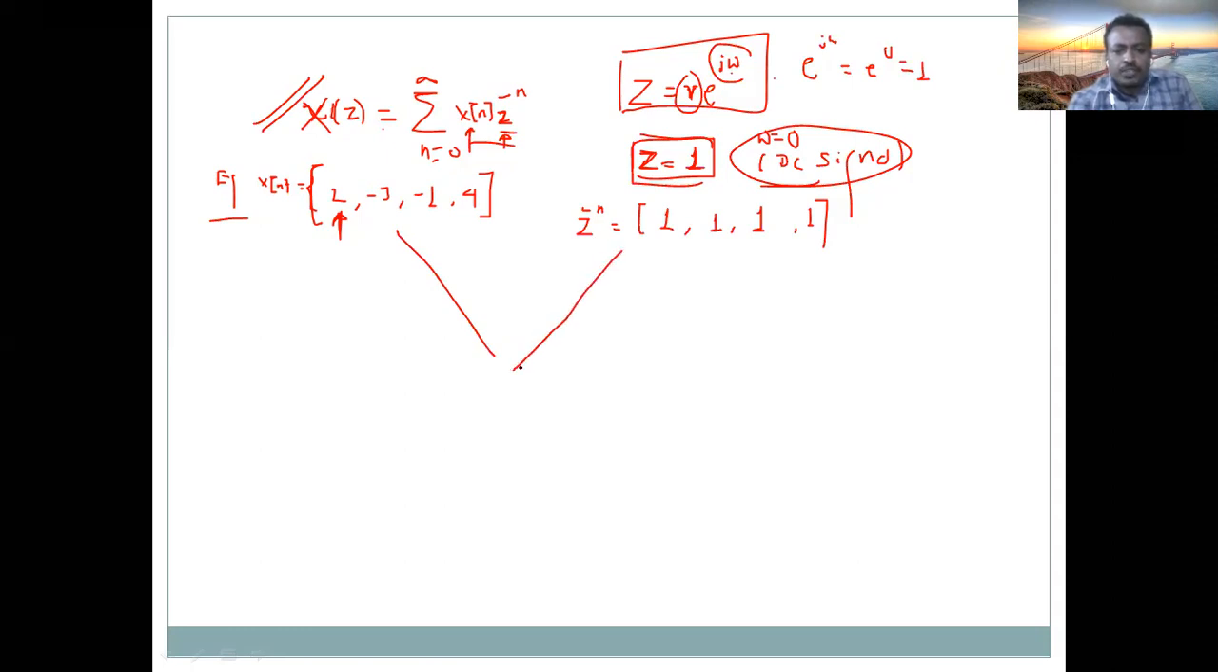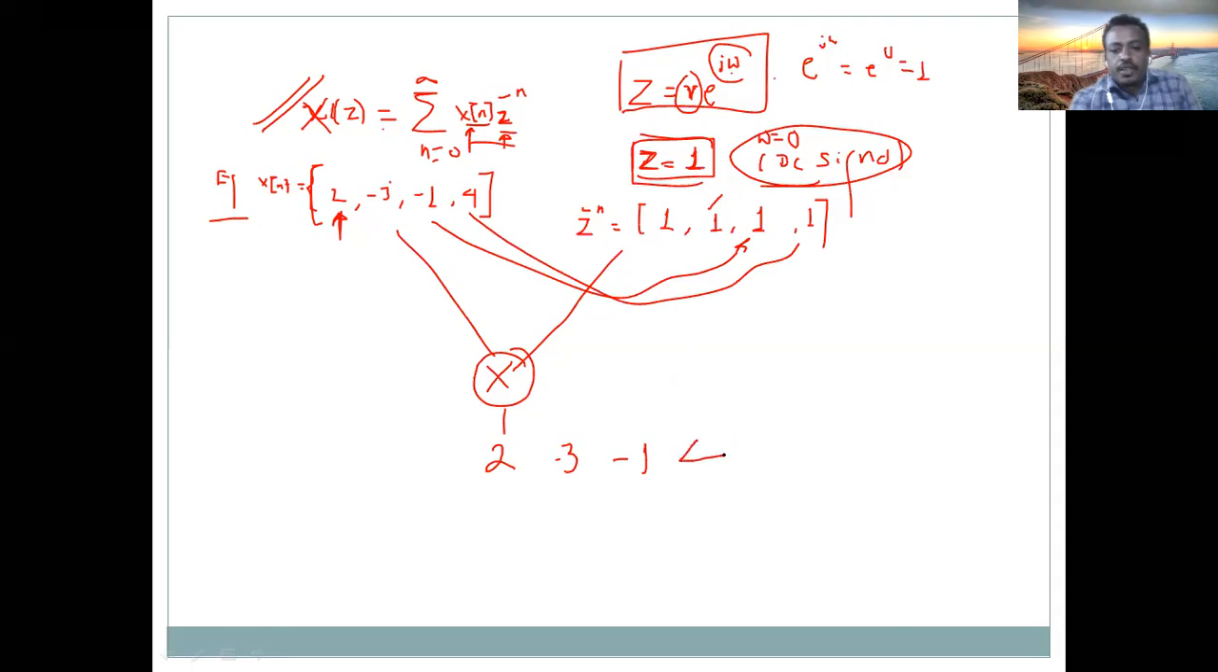Look here, what you have to do. First, multiply x of n with Z to the power of -n, right? You see the formula is multiplication. So 2 times 1, it will be 2. -3 times 1, Z is always 1, so -3. -1 multiplied with 1, -1. 4 times 1, 4. First, in Z transform, we multiply the input signal with Z to the power of -n. Multiplication of the two. X of n is given. Z is 1, all 1, DC.